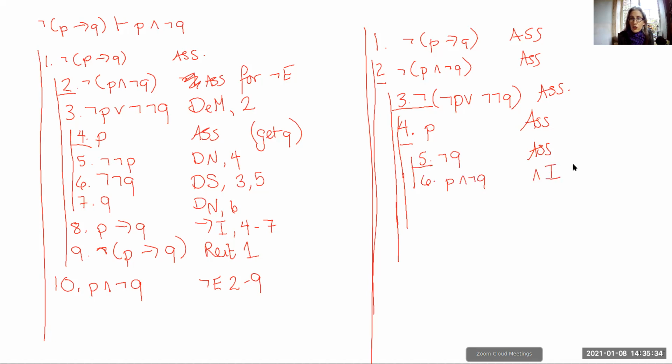through conditional introduction, lines 4 and 5. But then this gets me, I can bring down this conjunction from this negated conjunction on line 2 through reiteration. So now I have P and not Q, and also not P and not Q. So this means I can get rid of that negation right here through negation elimination. My assumption of not Q led me to a contradiction in lines 5 to 7.